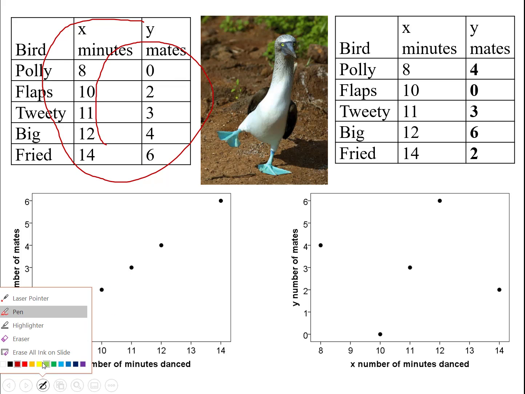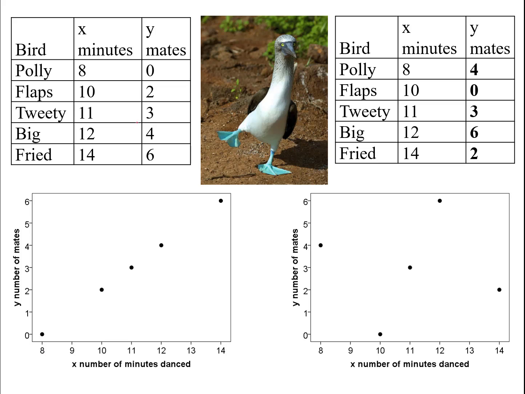Now the data set on the right-hand side, note we have the exact same birds and the same numbers. So we've got Polly, Flaps, Tweety, Big, and Fried. And note that the minutes here, we've got 8, 10, 11, 12, and 14. Same minutes. So that's exactly the same. The only thing is, for the Y variable, I've mixed up how many mates each bird got.